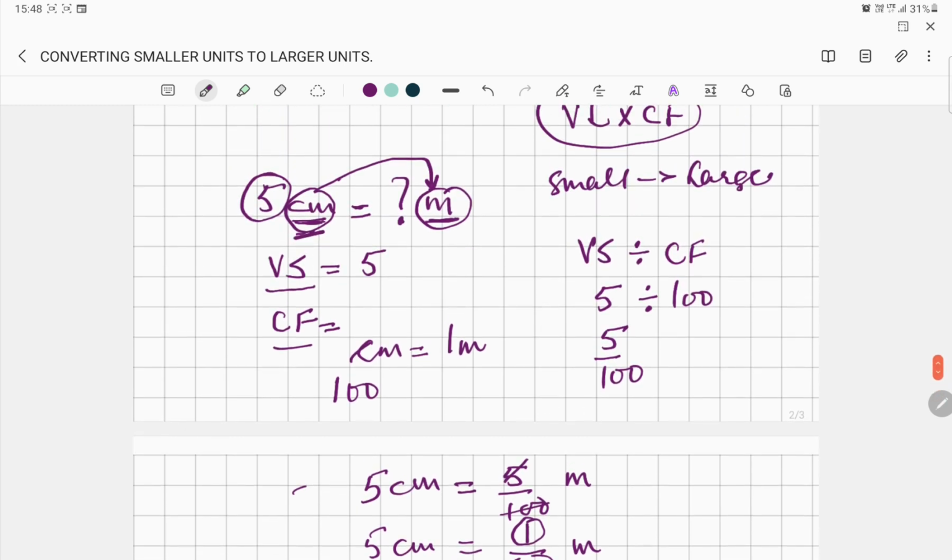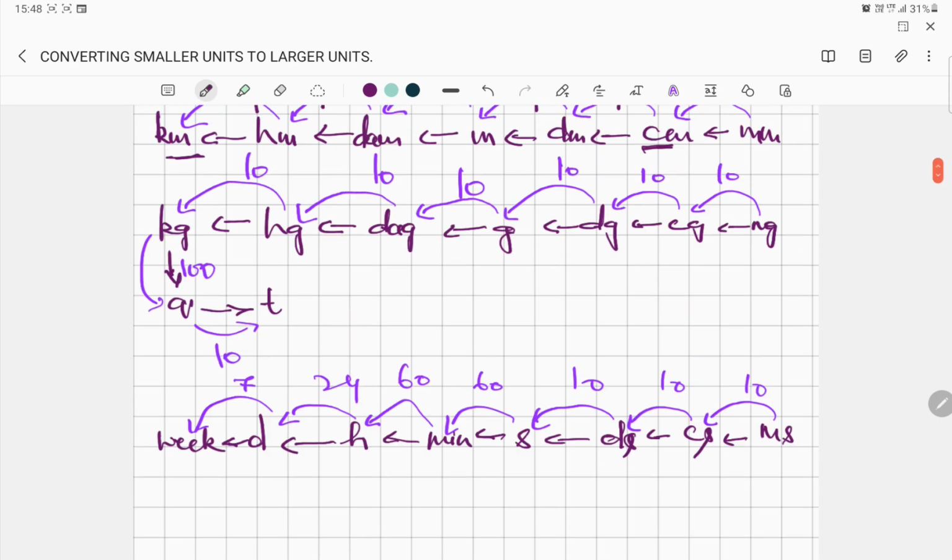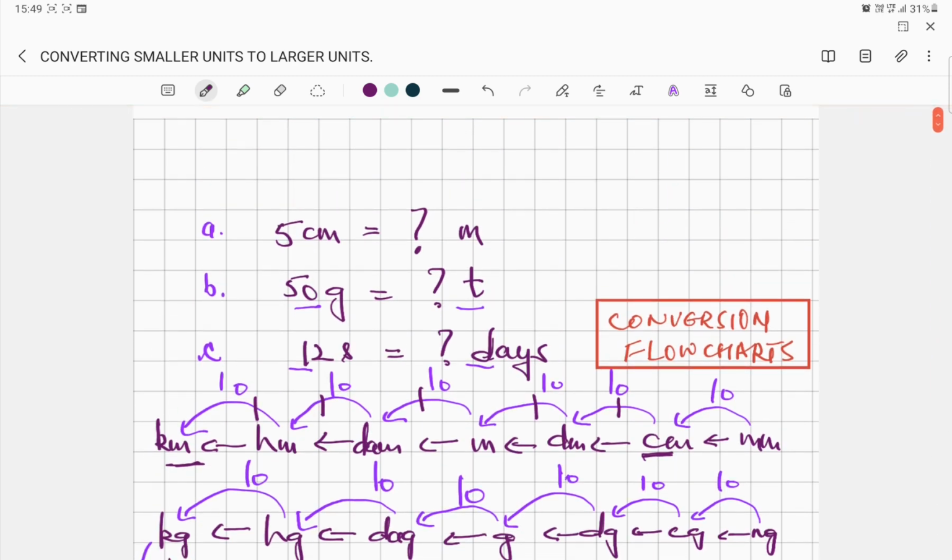I hope in this video I've taught you what formula we use: value of the small unit divided by the conversion factor. Any small unit can be converted into a large unit by using this particular formula, value of the small unit divided by the conversion factor. Now let us look at two more examples, and these are conversion flowcharts that we can make use of.